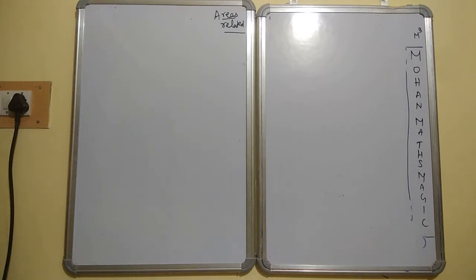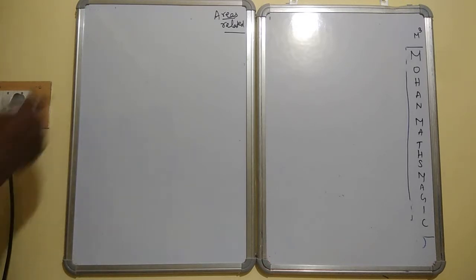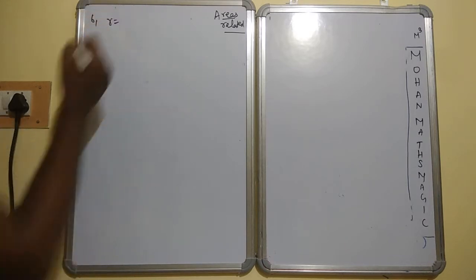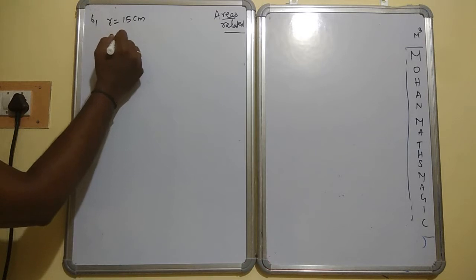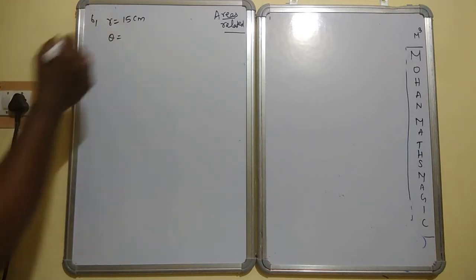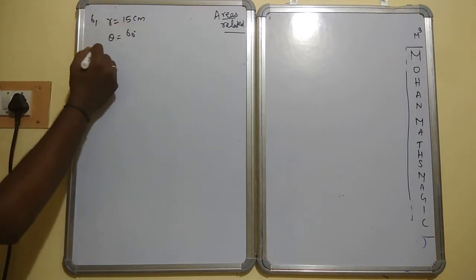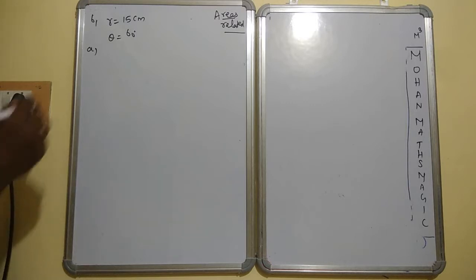Next, question number 6. The chord of a circle of radius 15 centimeter subtends an angle of 60 degrees. Find the corresponding minor segment and the major segment, with pi value and root 3 value given. Everything is given. So the radius is 15 centimeter and theta is 60 degree. Find option A, minor segment, and major segment.